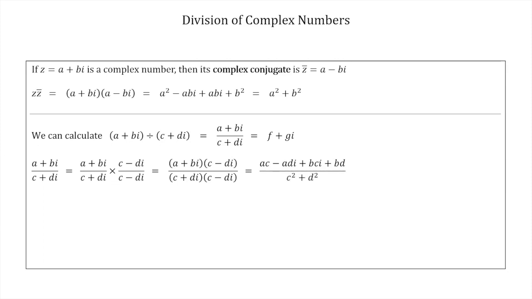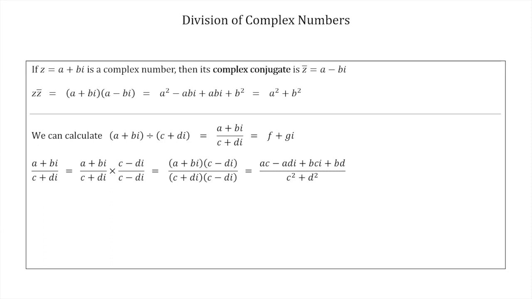What do we get on the bottom? We just get c squared plus d squared, because we already said at the top that we're timesing the denominator by its complex conjugate, so we're just going to get the square of the real part plus the square of the imaginary part. So we already know that's what that is. We don't need to do it again.